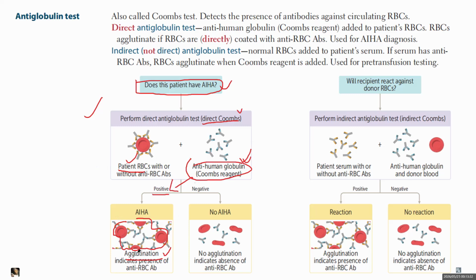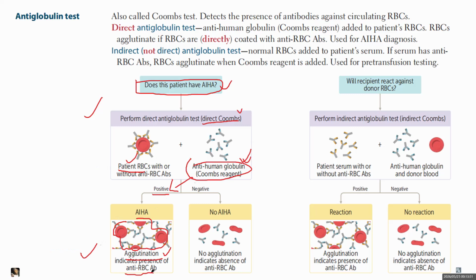Okay, and after adding the Coombs reagent, the test will be considered positive when there is agglutination present over here. It means that there is already the presence of anti-red blood cell antibodies. Okay, so this is known as the positive Coombs test, right? And this supports autoimmune hemolytic anemia.